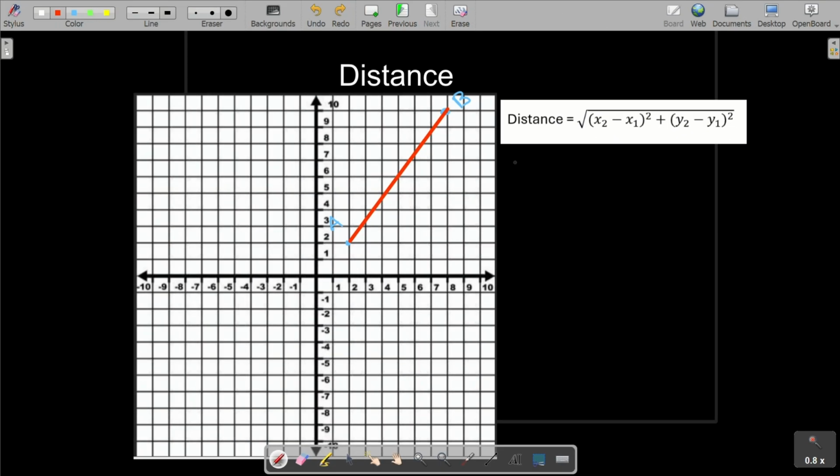Let's talk about distance. As you can see on the graph here, you have 2 points, A and B. To calculate the distance between A and B, let's write their coordinates here. The coordinate of point A is 2 and 2. The coordinate of point B is, as you can see here, 8 and 10. The question can ask you to find the distance between A and B, or find the length of AB.